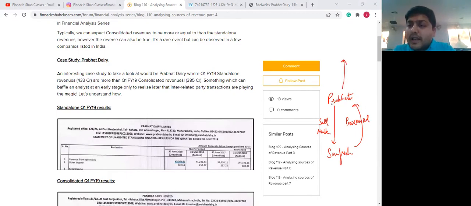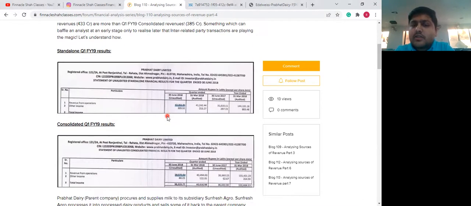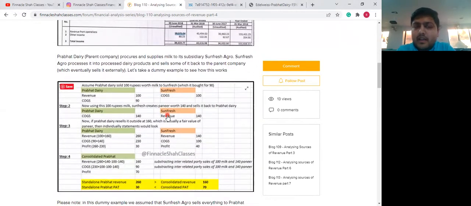Now, if you were to open the annual report of Prabhat Dairy, you will see that there are purchases as well as sales to the subsidiaries. Remember, not all related party transactions are with subsidiaries, but in this case, precisely what's happening with Prabhat Dairy is this. You will see huge purchase as well as sale transactions with the subsidiary, and that plays the magic here. Let me take a dummy numerical illustration so that you understand how this is happening.